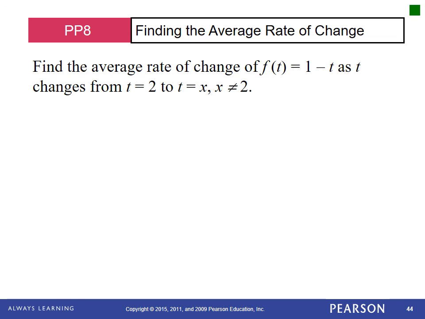All right, for you guys, practice problem number 8. Can you do the same thing that we did in the example? So the function is f of t equals 1 minus t. I'm going to start at 2, and we're going to go all the way out to x.